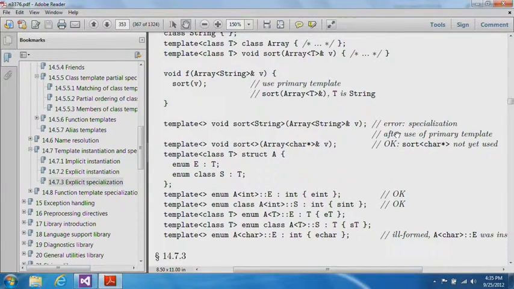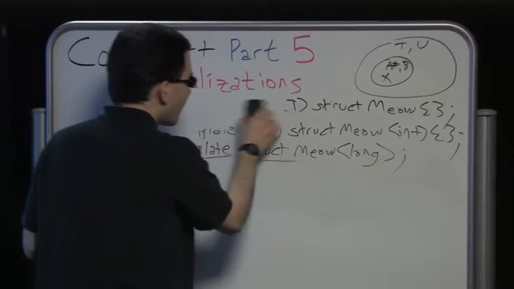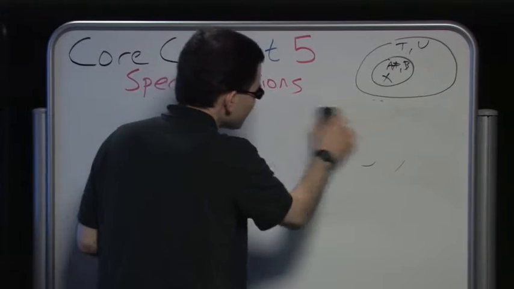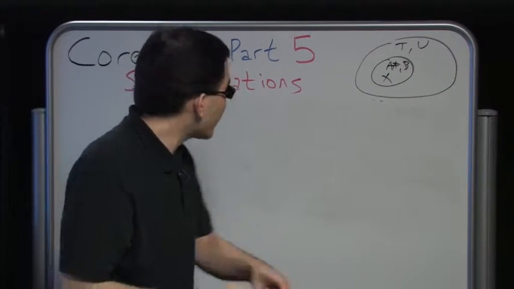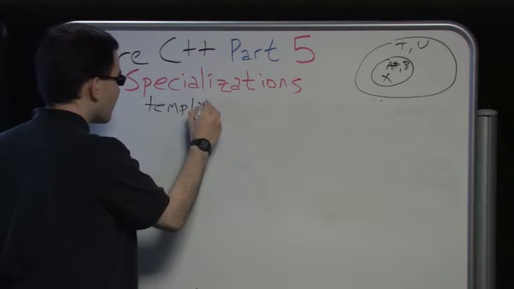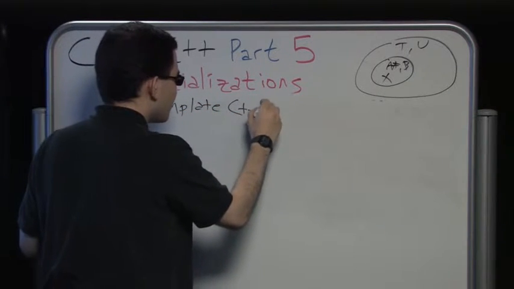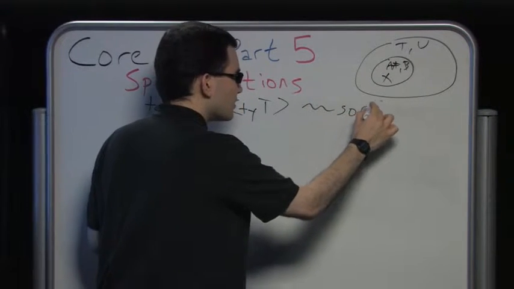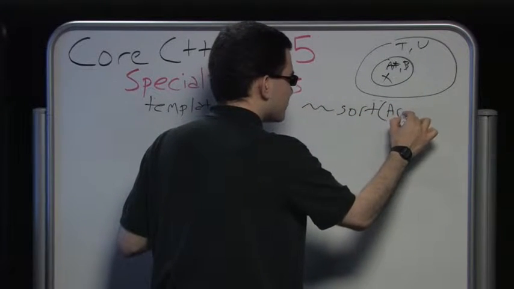Now, if I were paranoid, and I'm always paranoid, the way I would avoid situations like this is imagine I've got template on typename T, okay, and then blah, blah, blah, void sort for Array of T.